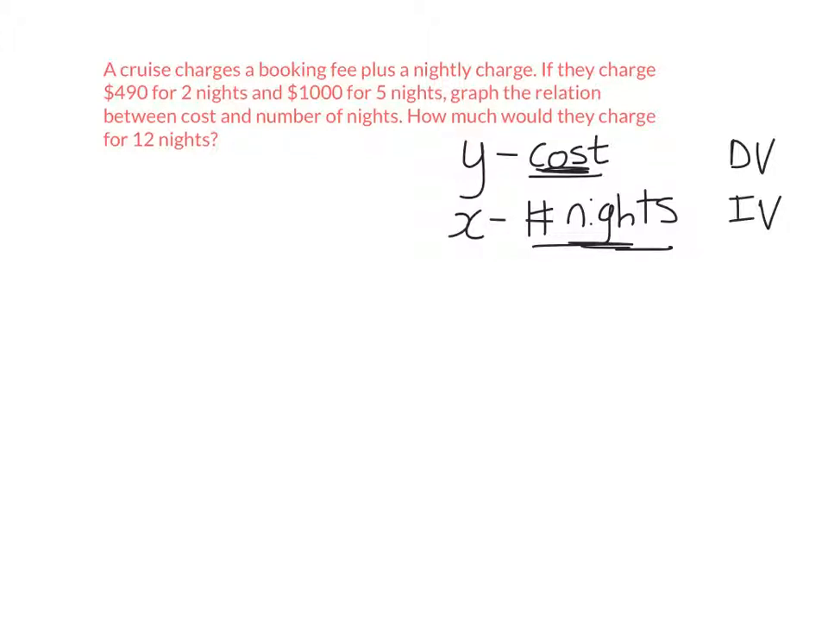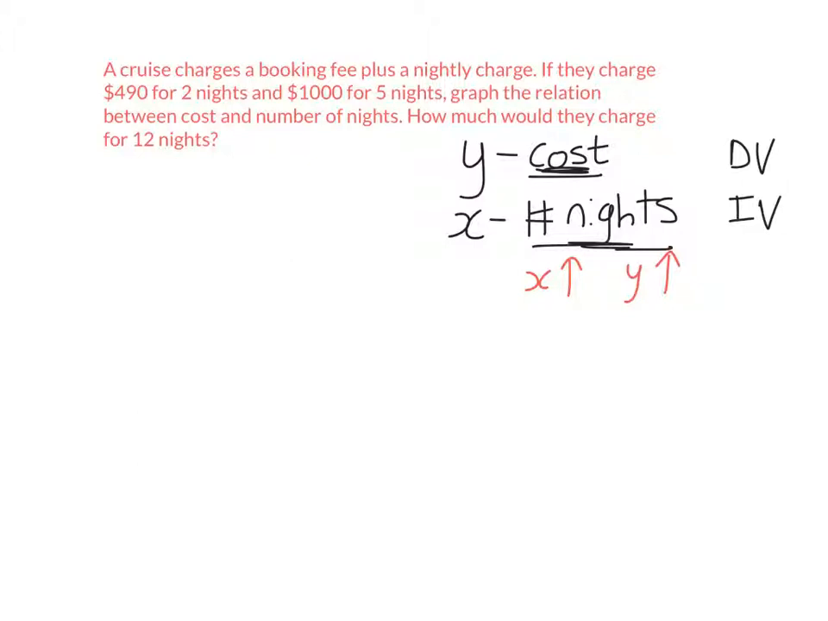So x and y are two variables. Now they are related linearly because each time x goes up by 1, each time you stay an extra night, then y will increase by a fixed amount. We get that from the information because it says there is a nightly charge. So you are getting charged the same amount each night. So we know that this relationship will be linear.